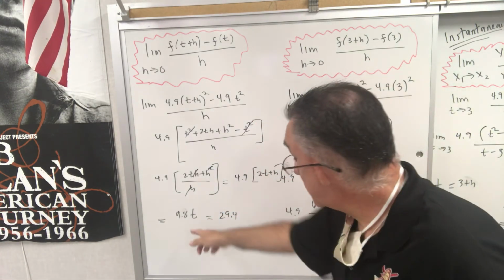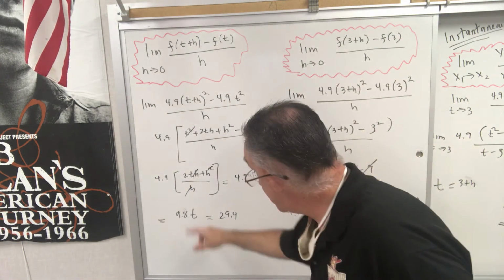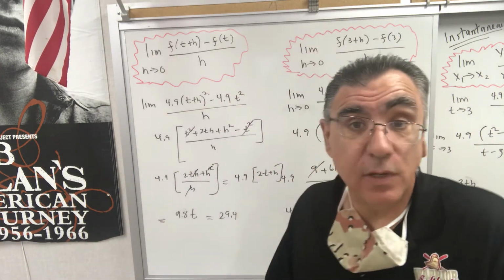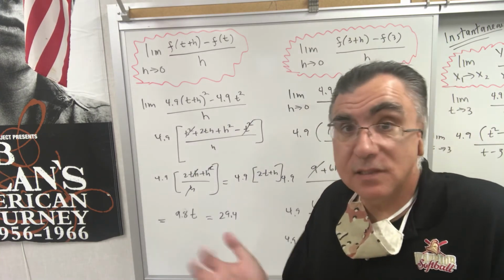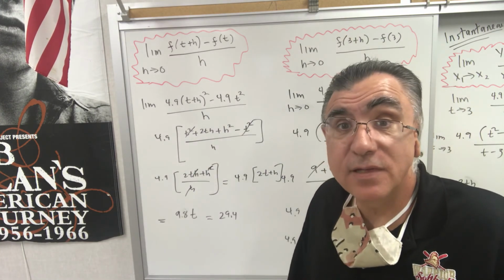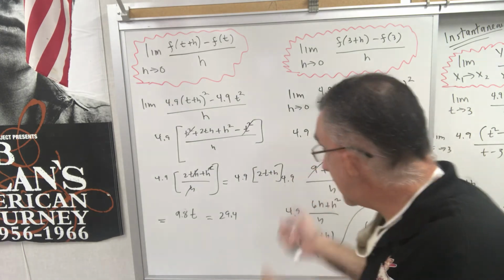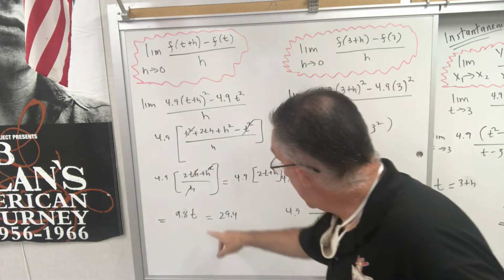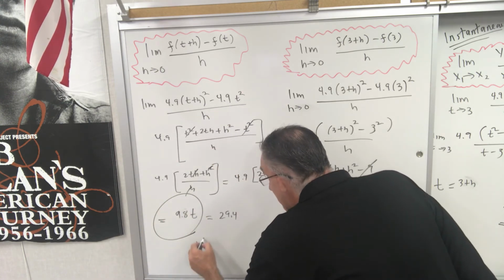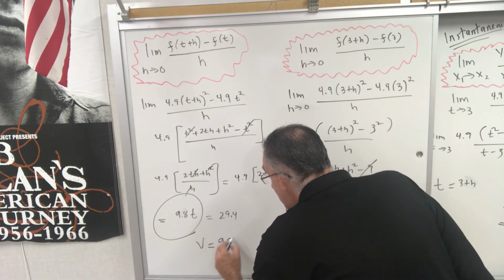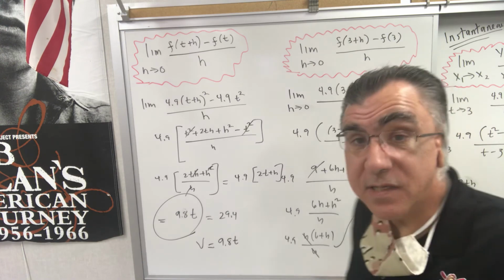I could find it at 1 second. It's going 9.8. I can find it at 2 seconds. I don't know, whatever 2 times 9.8 is, right? And again, if you're in physics, you probably recognize that 9.8 is the acceleration of gravity on Earth. But if you're not in physics, don't worry about it. But notice what we did here. I now have an equation for velocity for any moment in time.